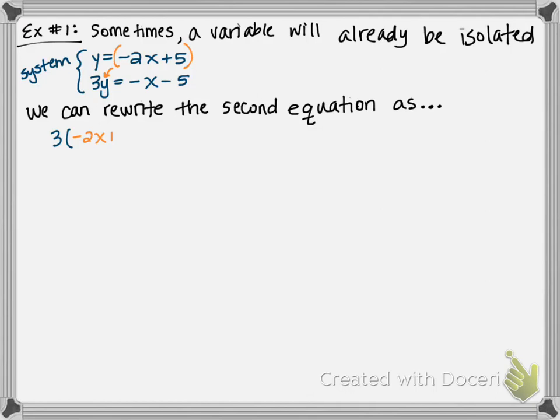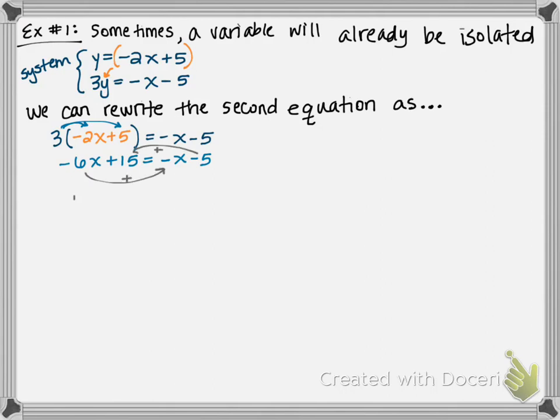So we can rewrite the second equation as 3, and then instead of y, I'm going to put negative 2x plus 5 in place of. There's that definition of the word substitute. And then of course I'll rewrite the rest of the equation the way it was, negative x minus 5. I do have to distribute that 3, so I get negative 6x plus 15, and that's still equal to negative x minus 5.